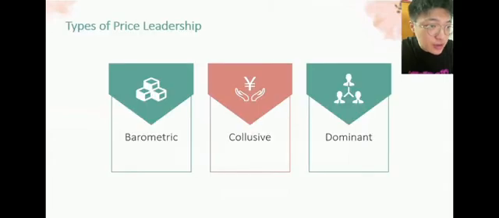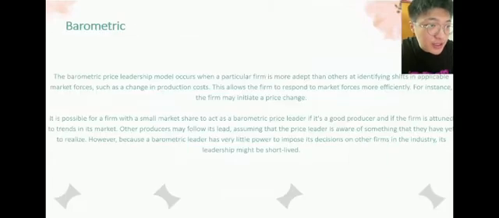And the next one is the types of price leadership: the barometric, exclusive, and dominant. The barometric price leadership model occurs when a particular firm is more adept than others at identifying shifts in applicable market forces, such as a change in production costs. For example, the firm may initiate a price change.